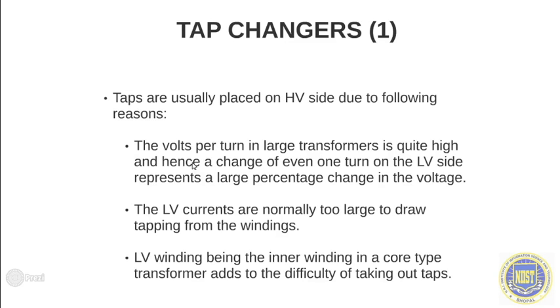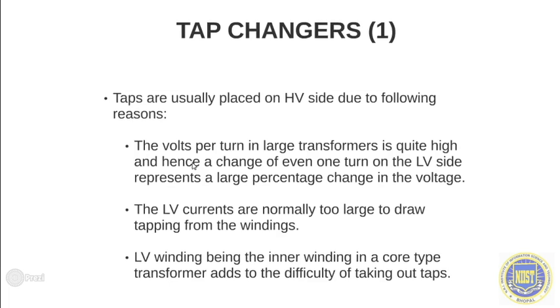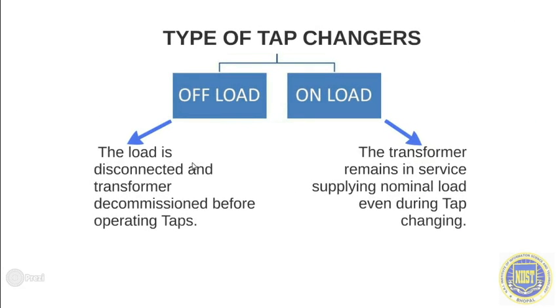And apart from this, the LV currents are very high, comparatively very high, and it's difficult to make and break connection without producing any arcing or spark at the terminals. And finally, the LV windings are, for most of the applications, placed adjacent to the core inside an HV winding. So it presents an additional difficulty in drawing the taps or connections out of the winding due to space limitations. So under the highlights of these reasons, the transformer taps are placed on the high voltage side.